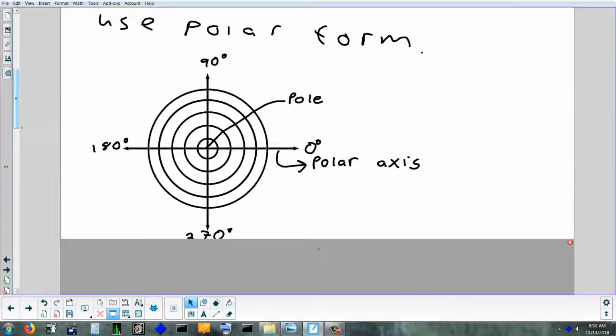So the center is called the pole, not origin, and it's labeled in degrees, starting at the positive x-axis, going counterclockwise. 0, 90 is at the top, 180, 270 is at the bottom. Does the pole always have to be in the origin? Yeah, the pole is like the origin, yes. Just a different name for it in polar.